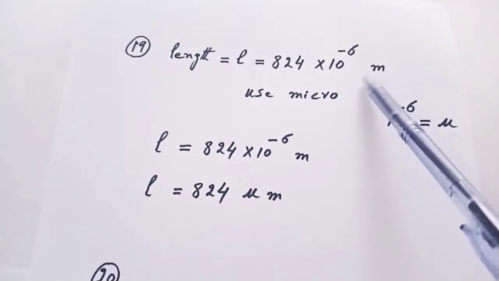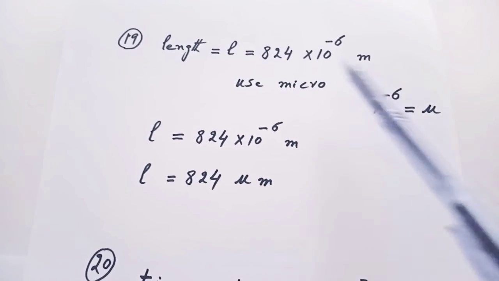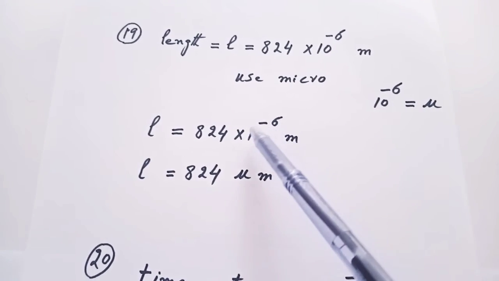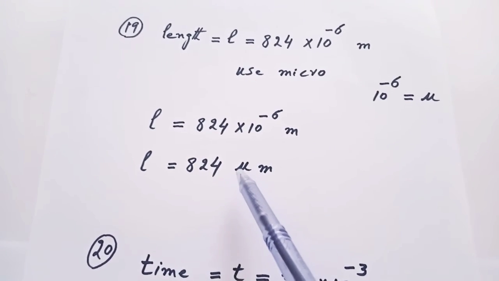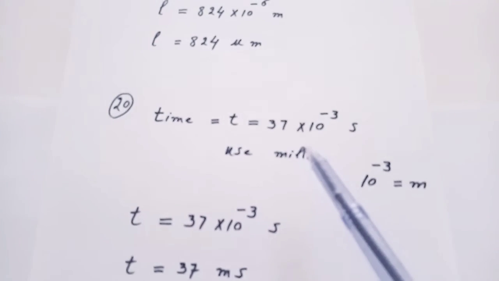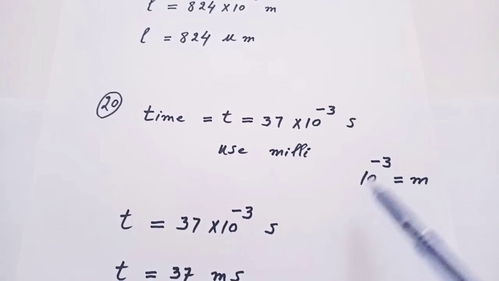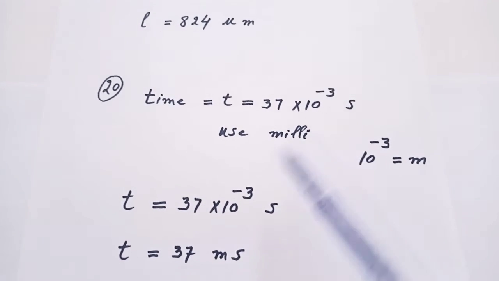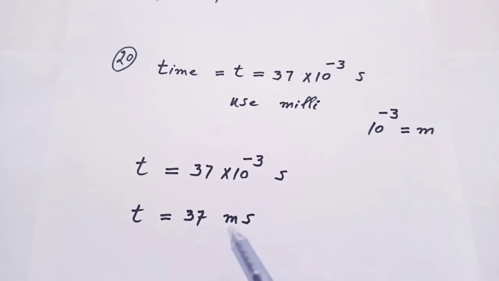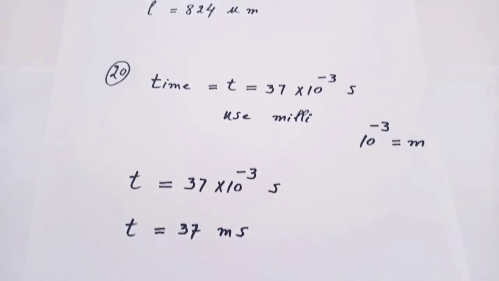Now this is the next measurement, length. Use micro. 10 power minus 6 is micro. So in place of 10 power minus 6 we use micro, mu. So mu is the prefix here. Also here is the time in second. Use milli. So 10 power minus 3 is milli. In place of 10 power minus 3, here we use milli, small m. So small m, milli, is the prefix here.